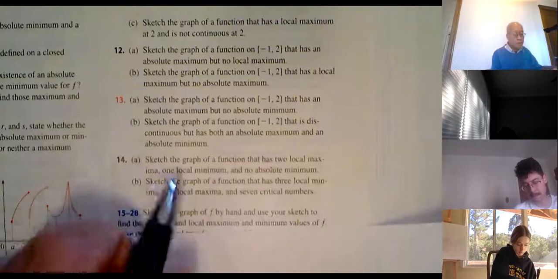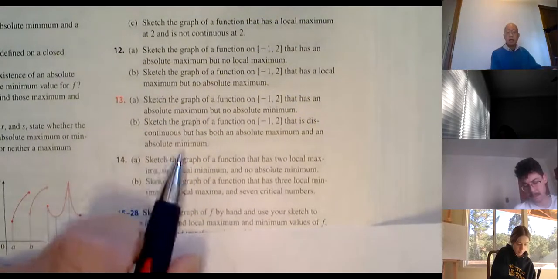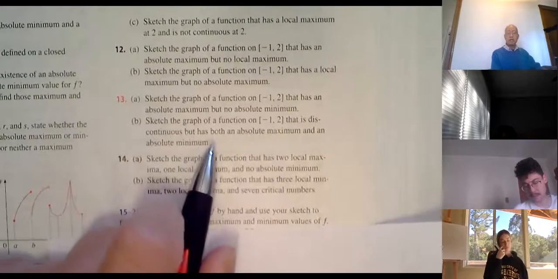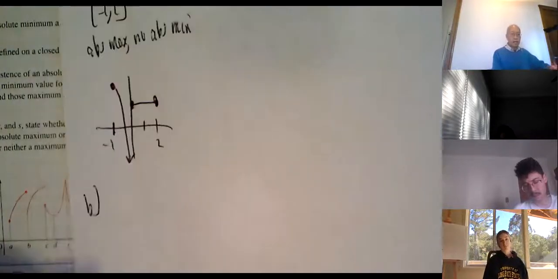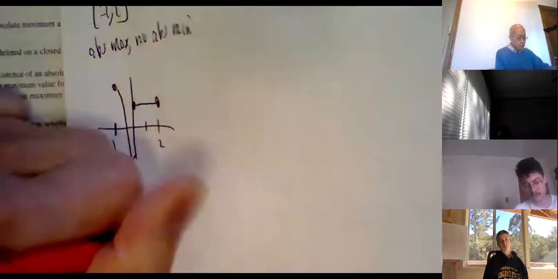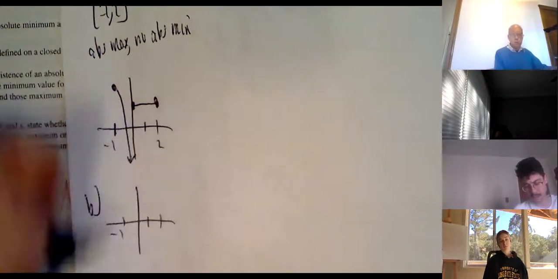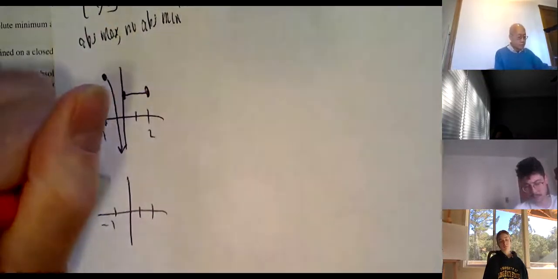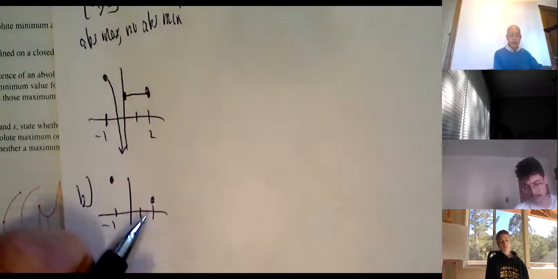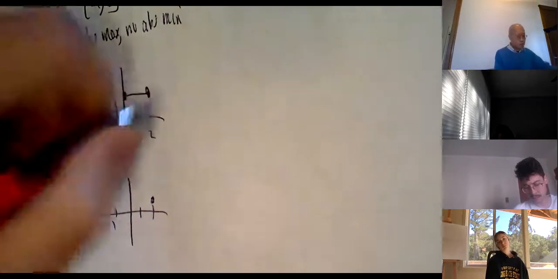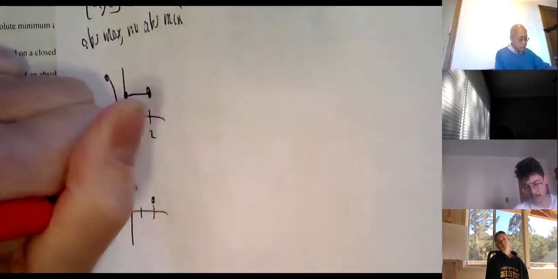B. Discontinuous, but has both an absolute max and an absolute min. Okay, so just have an absolute max, absolute min, but have a break in the graph somewhere. So maybe I'll start off with a maximum and minimum. Okay, absolute max, absolute min. Then in between, just have a break somewhere. So maybe go like this.